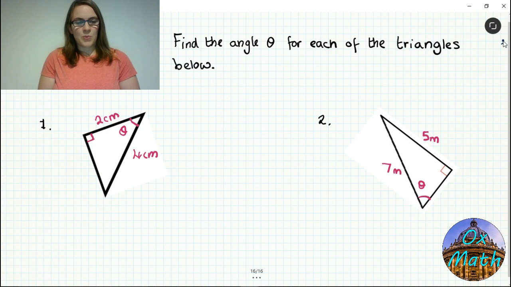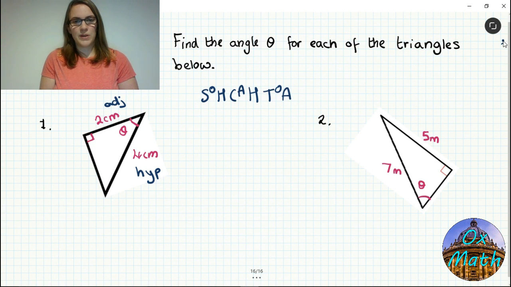So question number 1. If I label the sides that I know, the 4 is the hypotenuse because it's opposite the right angle, and then the 2 is adjacent to the angle that I'm trying to find. So if I write out my SOHCAHTOA, in this case I need the one that has A and H in it for adjacent and hypotenuse, so that is going to be the CA part of SOHCAHTOA. So this tells us that the equation we're going to use is cos theta equals the adjacent over the hypotenuse.